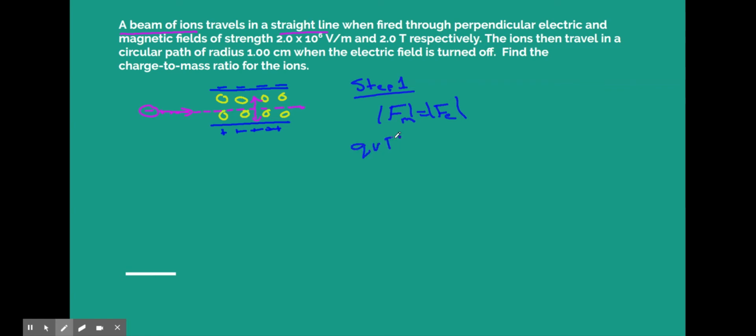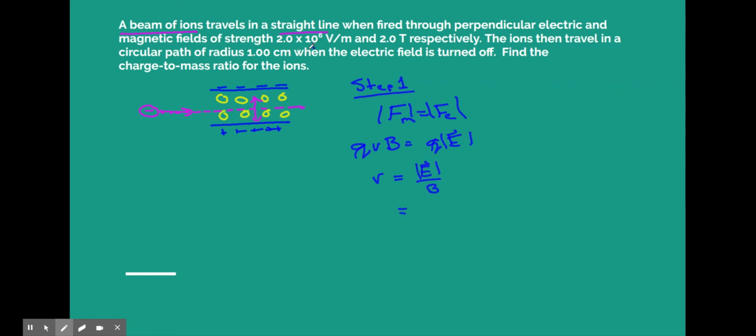Now, we'll develop a formula specific for this case. QvB is equal to qE, and we'll see that the two charges cancel out, and we will find the speed. You might say, well, we don't need to know the speed. Well, you do in order to do the next step, so trust me, let's find the speed to start with.